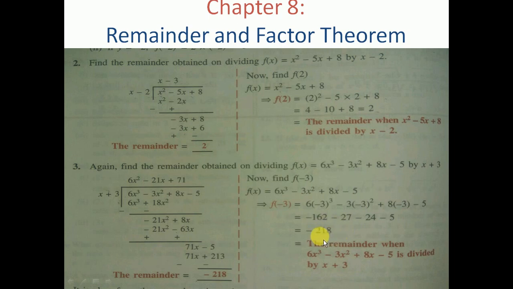See, directly you are getting the answer. So the remainder is minus 218 when you divide by x plus 3. Even if you use long division, here also we get the same answer. So please understand, just to get the remainder, no need to divide. Just substitute the value of x with the value given along with it, by changing the sign of it, and you can get that remainder directly.